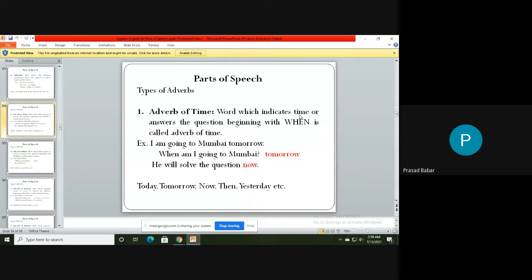A word which indicates time or answers the question beginning with when is called an adverb of time. Okay, so let's take an example.